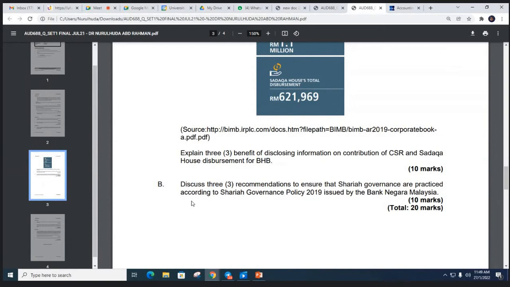Boleh juga. Ataupun you can explain how actually Bank Negara Malaysia wants to ensure that the bank comply. Ni kan, dia tak tulis recommendation to whom, ya. Katakan to Bank Negara Malaysia, macam mana dia nak pastikan Syariah governance policy ni dipatuhi? How? Anyone? Macam mana nak pastikan dia follow?